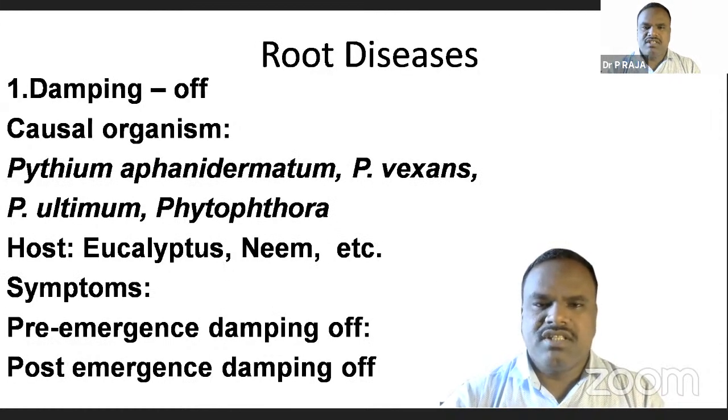So, root diseases, the first one is damping off. The damping off disease is caused by Pythium aphanidermatum, Pythium vexans, Pythium ultimum, and even Phytophthora. The hosts mostly affected are eucalyptus and neem and so on. There are two kinds of emergence or symptoms, pre-emergence and post-emergence.